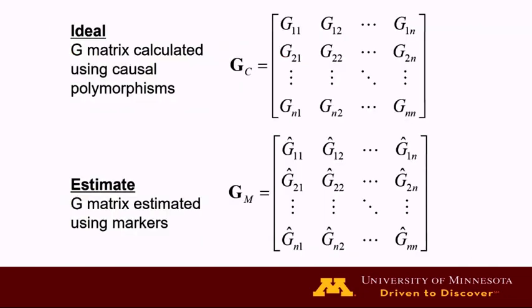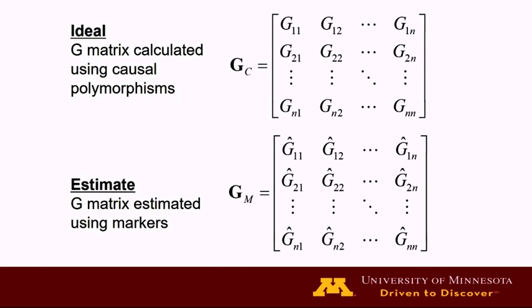So the ideal matrix that you use in this model would be a relationship matrix calculated using all the causal polymorphisms. If we knew every single causal polymorphism that controlled a trait, and we could track every single one, and we could weight those according to their effect on the trait, and then calculate this matrix, that would be the perfect matrix, right up there in the upper part of the slide. But we don't know that. We don't know hardly anything about complex traits in terms of the causal polymorphisms. So we estimate it using markers.